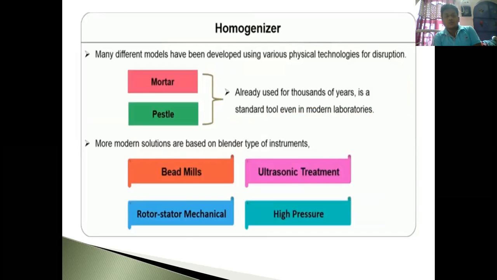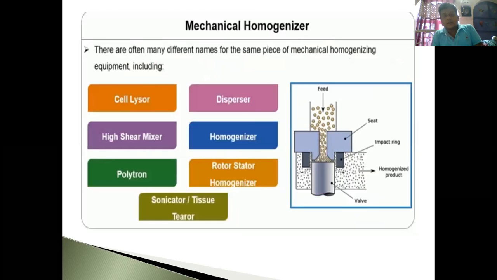Now, the basic parts of the homogenizer. Previously, at least 1000 years ago, the mortar and pestle were used for this purpose. In the modern scenario, there are bead mills, rotor-stator mechanical, ultrasonic treatment, high pressure, etc. Now, mechanical homogenizers. If we see the structure or pictures, you can see that the feed is poured on the top of the machine. Here, then the sheet, the impact ring, and the homogenized product comes out at the outer part, or outlet.